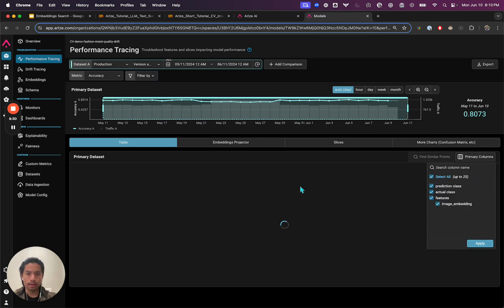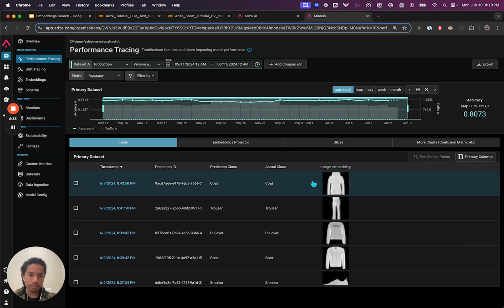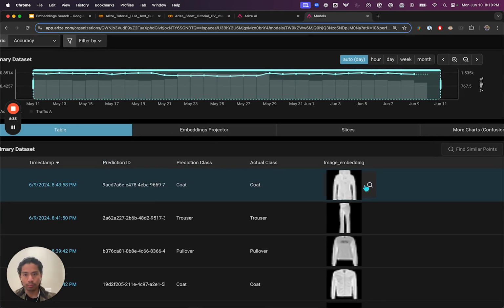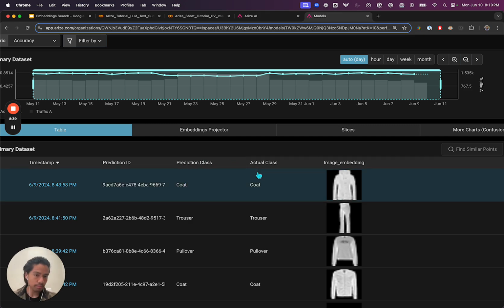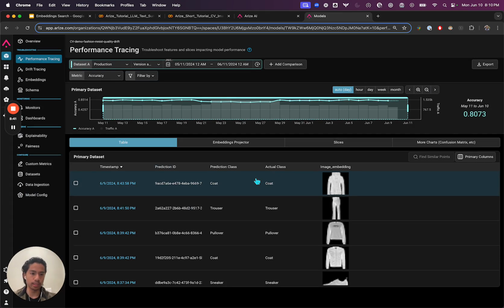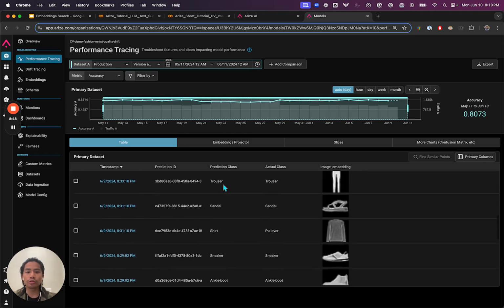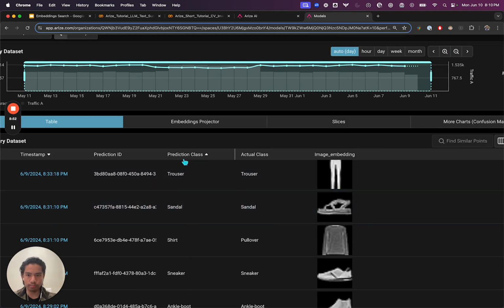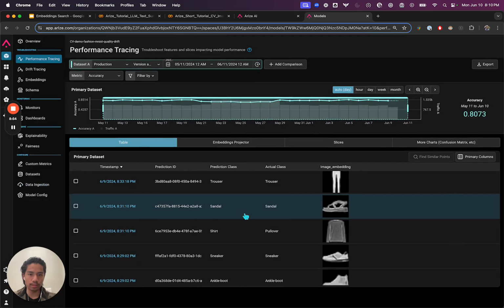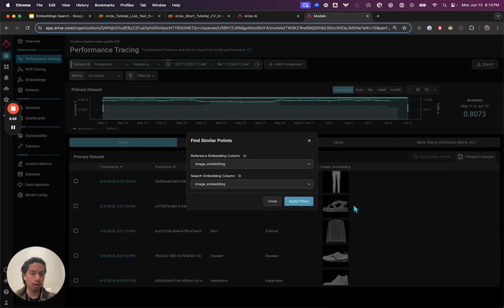Here it looks like we have an image, and we're doing a prediction. We have a prediction class and then a ground truth class, and that's the data set. And we want to see, hey, how well is this model doing, and how does embedding similarity help us out? So maybe I'm interested in a particular image type. Here this one is prediction class sandal, and the actual class is sandal. Maybe I'm just interested in sandals and say, hey, how am I doing with sandals? Maybe I want to find things that look like this.